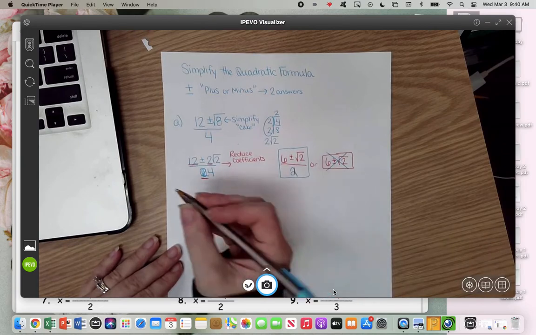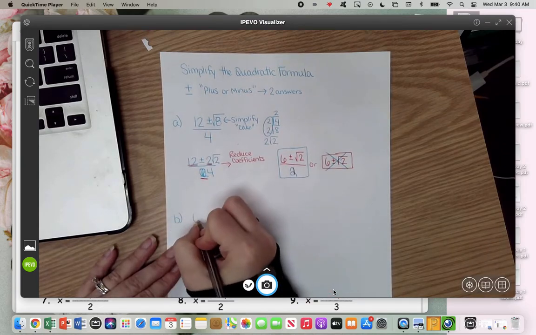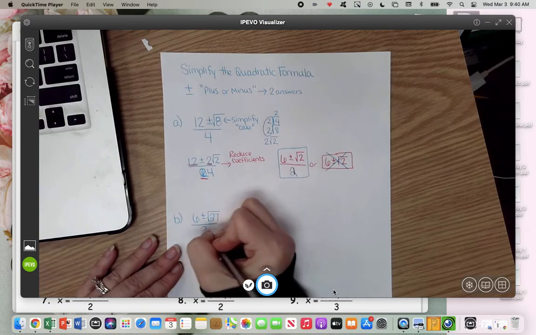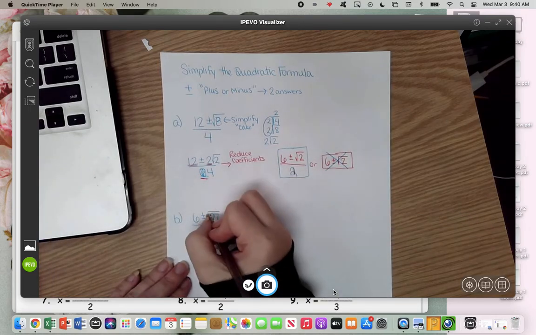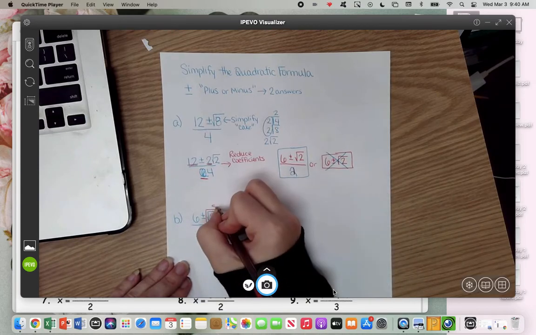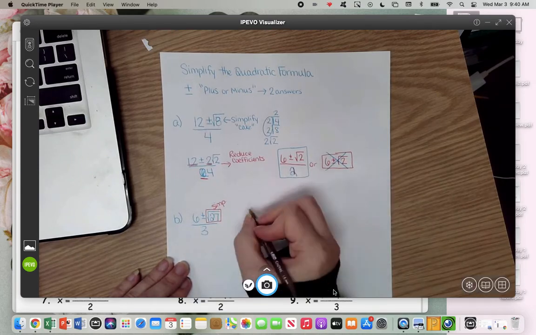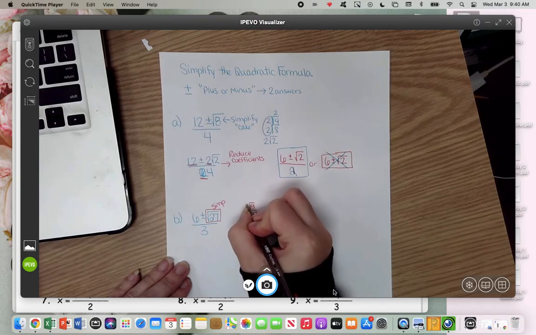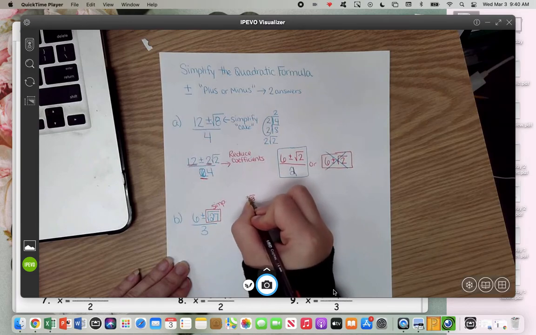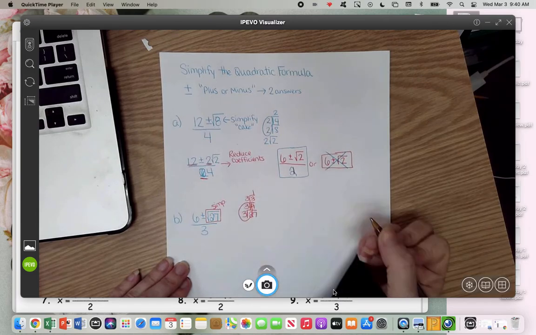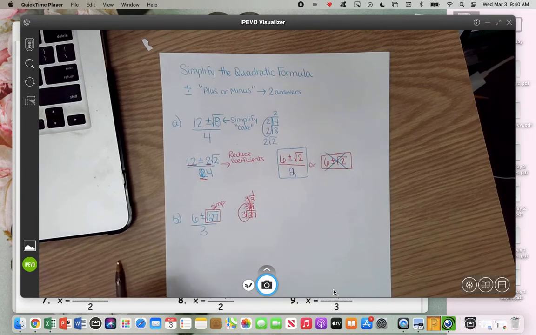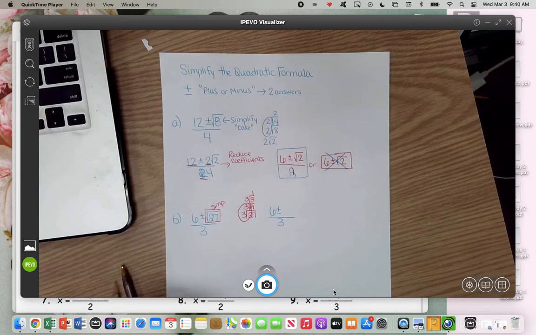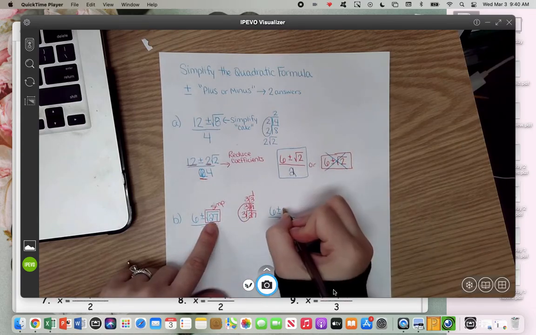All right, so let's take a look at a second one. 6 plus or minus the square root of 27 divided by 3. So let's simplify this. 27 divided by 3 is 9, divided by 3 is 3, divided by 3 we get 1. So instead of writing the square root of 27 here, we can now write 3 root 3.